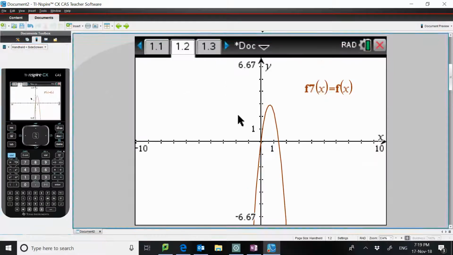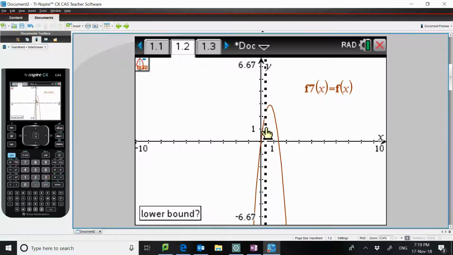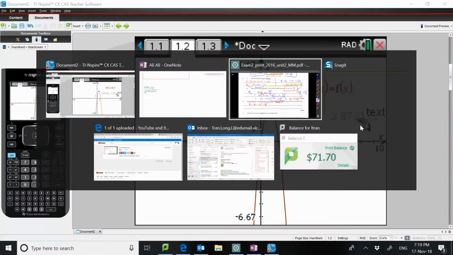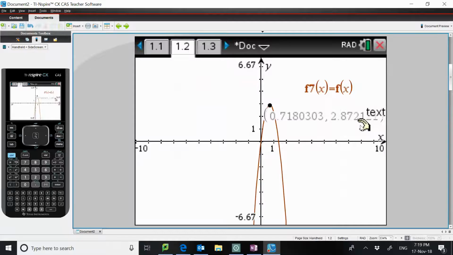So all I have to do is go menu. You can find the maximum value. Menu, analyze, maximum. And let's find the maximum. There we go. Maximum is 2.872. What does it say? Express your answer in an exact value. Oh, that's bad, because we just found the decimal. So the answer is 2.872. If you want to find an exact value, you can't do it through graph settings.